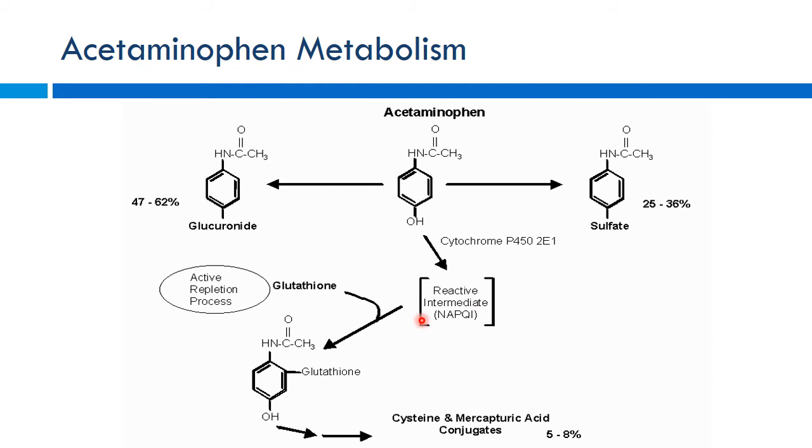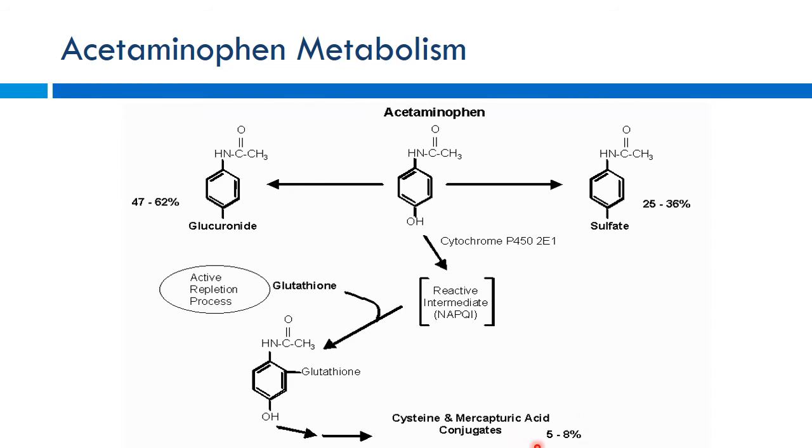Okay, a small portion is always going to go through this pathway, but we have detoxifying mechanisms to get rid of that, though. So, for instance, here, once you get the NAPQI formed, glutathione can come in, you glutathione conjugate it, and then it can get some other metabolites being made and be excreted. So a small percentage goes through this.